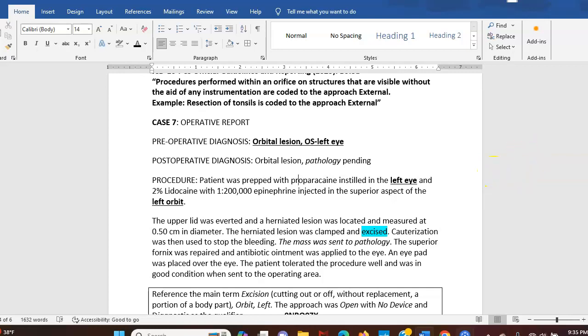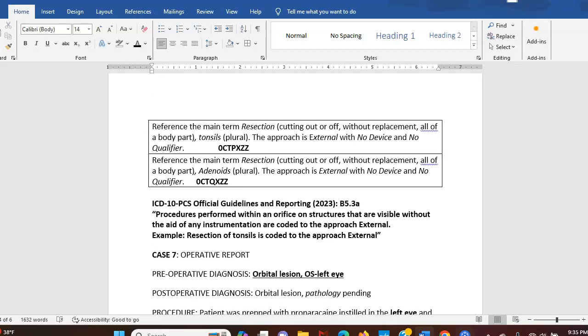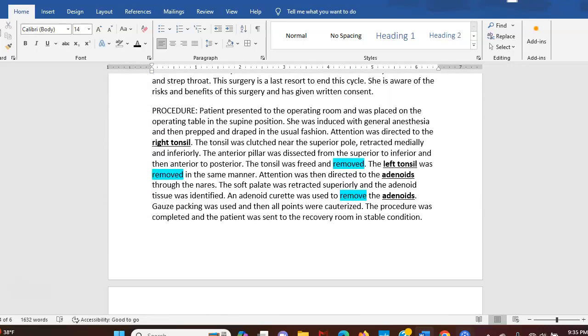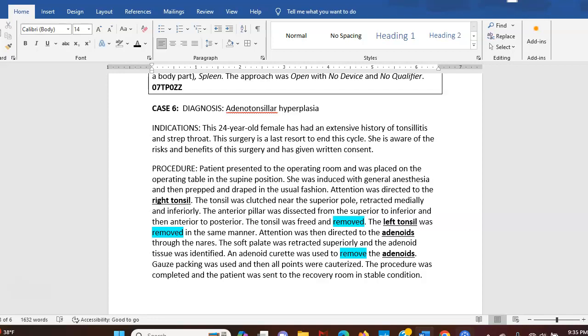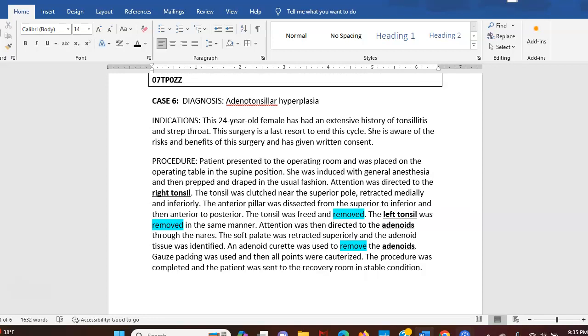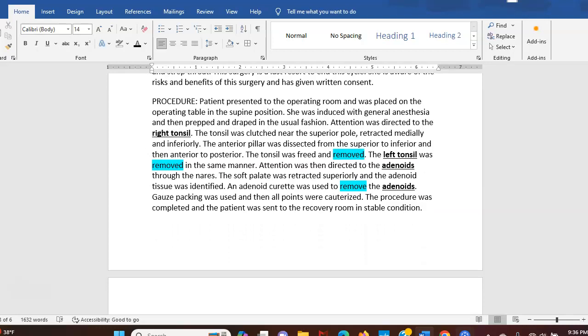Okay, y'all. So let me continue the rest of this video with the next case. This case has a diagnosis of adenotonsillar hyperplasia. There's some history here, and it looks like they've decided to do surgery.